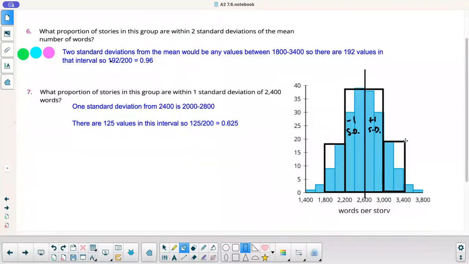So this would be my 2 standard deviations. This is plus another standard deviation. And this is minus another standard deviation. Okay, so really all my data is pretty much almost all within 2 standard deviations of the mean. This stuff on the outside is a very minimal amount.